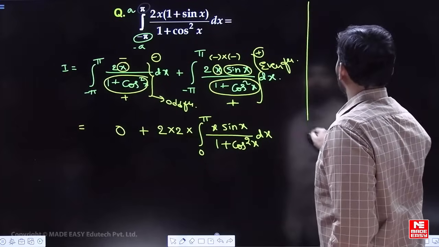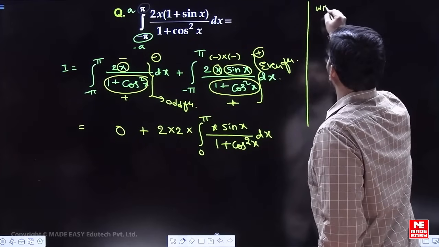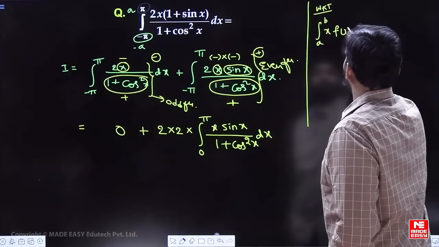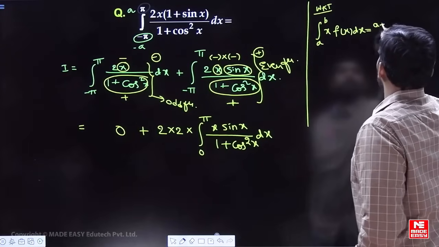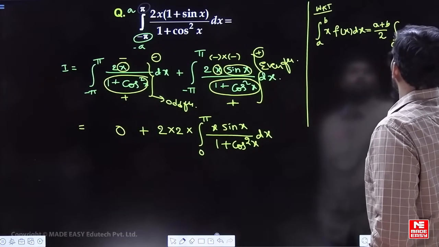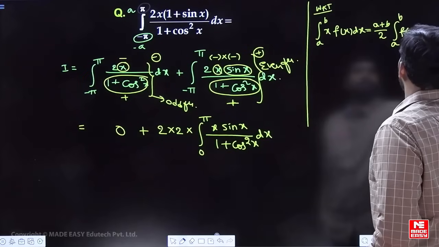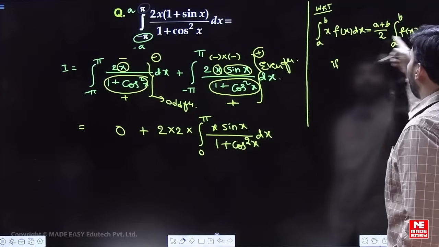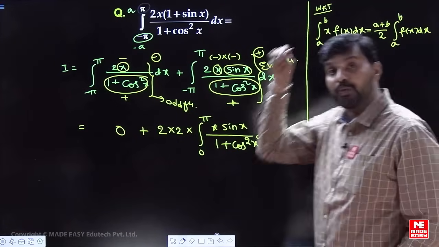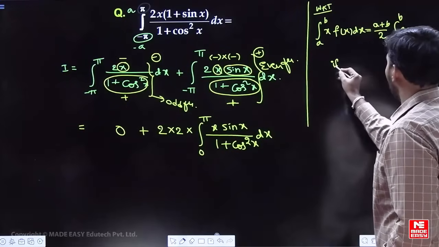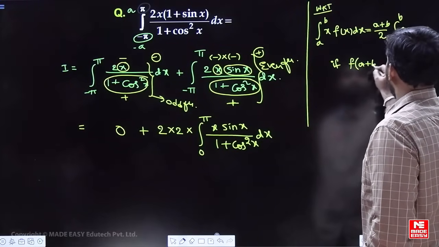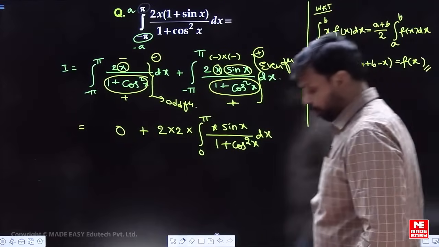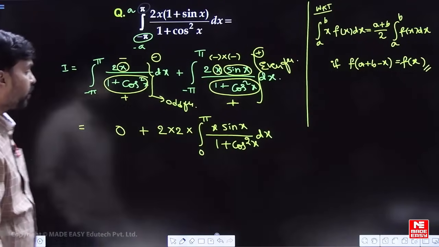Yes, let me tell you, there is a property, beta: we know that the integral a to b of x into f of x dx can be written as (a plus b) by 2 times the integral a to b of f of x dx. So this x can be removed and it can be written like this, but not always. Here there is a condition, what is that condition, beta? f of a plus b minus x must be equal to f of x; only then can we apply this property, otherwise we cannot apply this property.